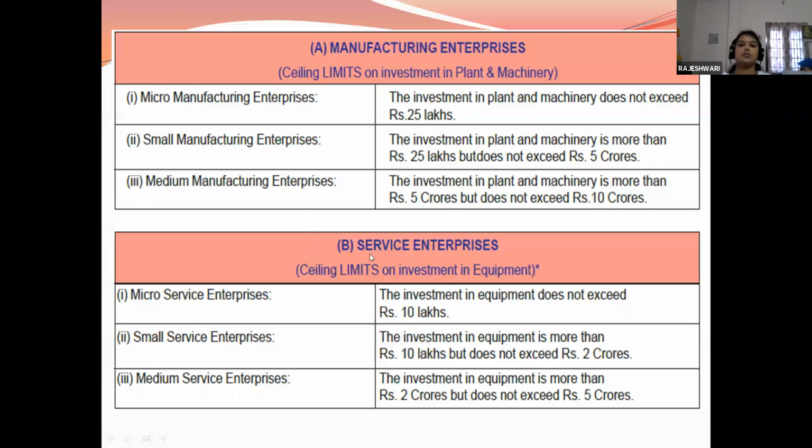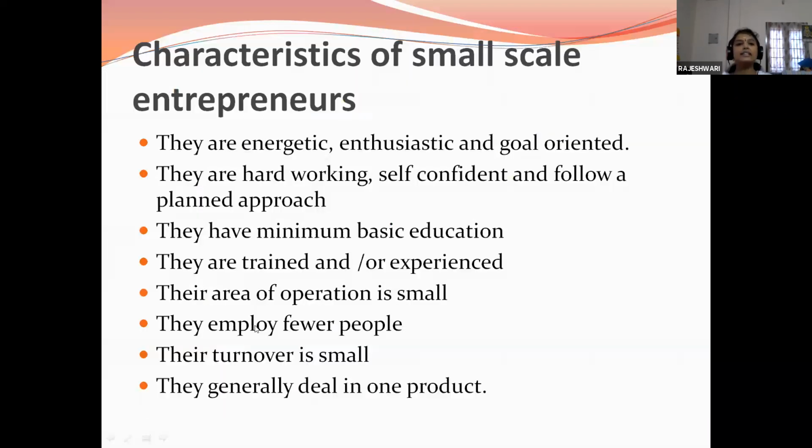Similarly, for a service enterprise, investment in equipment not exceeding 10 lakhs means that is micro level. Between 10 lakhs to 2 crores means that is small level. And between 2 crores to 5 crores means that is medium service enterprise. So what are the different characteristics of small scale?